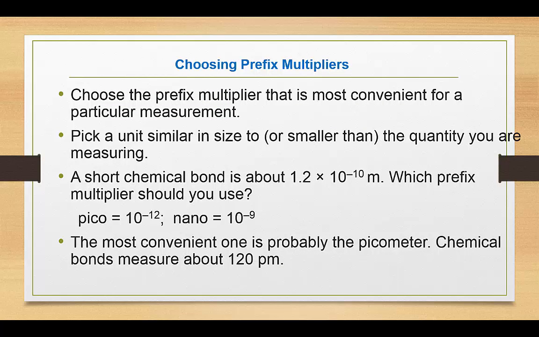Okay, so how do you decide what multiplier to use? Well, you use the prefix multiplier that seems to be most convenient for whatever measurement you're making. So you want to pick a unit that's similar in size or maybe a little smaller than the quantity you're measuring. So for example, if we look at chemical bonds, that's the energetic bond that holds two atoms together in a molecule. A short bond is about 1.2 times 10 to the minus 10th meters.